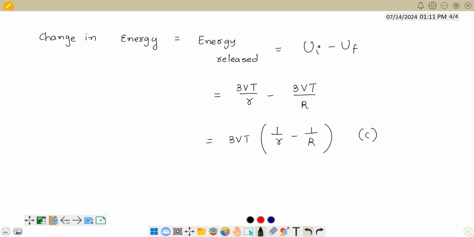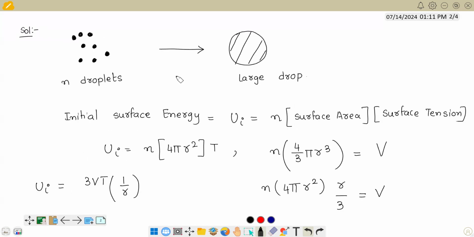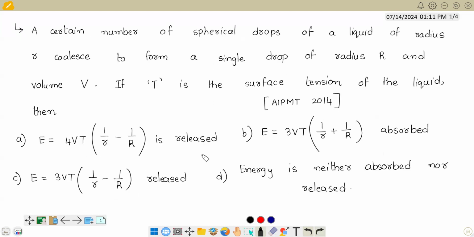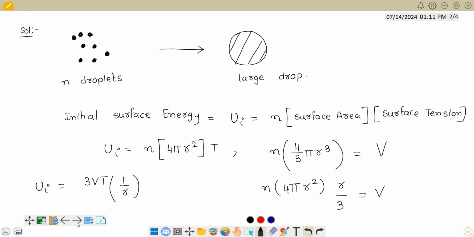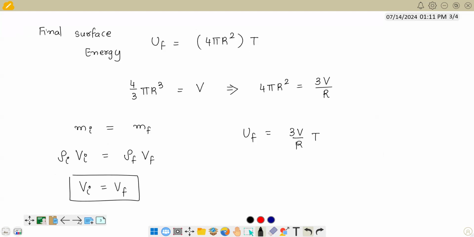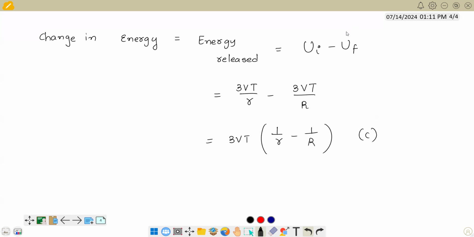I hope you understood how I have solved it. The most important thing here is trying to understand the situation qualitatively rather than quantitatively. Here, n droplets by themselves merge into a larger drop. Since they do it by themselves, it's a natural process. In most natural processes, it's exothermic and energy is released. So without even using pen and paper, we can say it would be released, and we can eliminate these two options. How much is released, you have to do quantitatively. I hope you understood the difference, and I hope you understood how to solve this. Thank you.